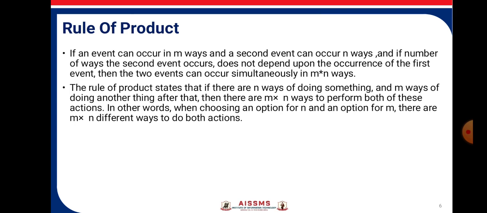The rule of product states that if there are n ways of doing something and m ways of doing another thing after that, then there are m into n ways to perform both of these actions. In other words, when choosing an option for n and an option for m, there are m into n different ways to do both actions.